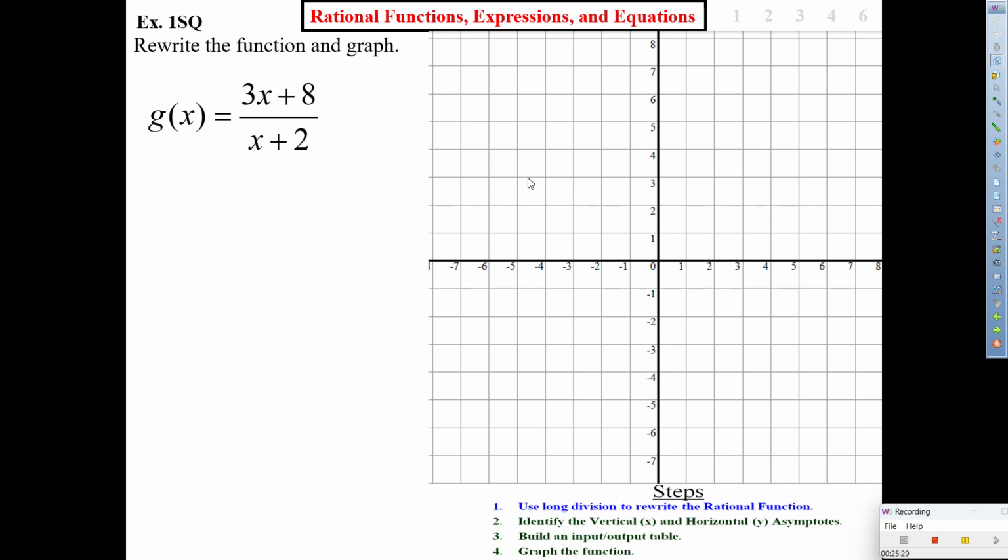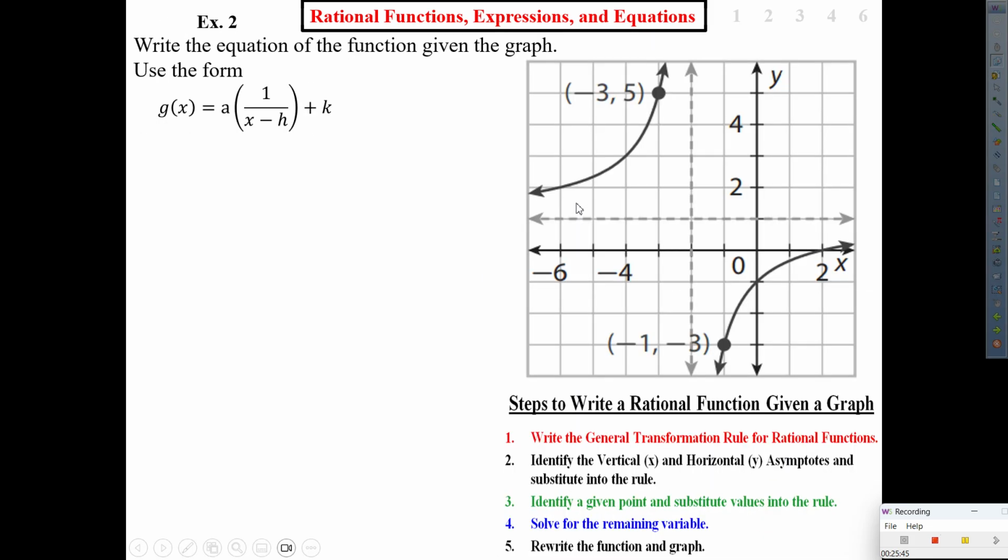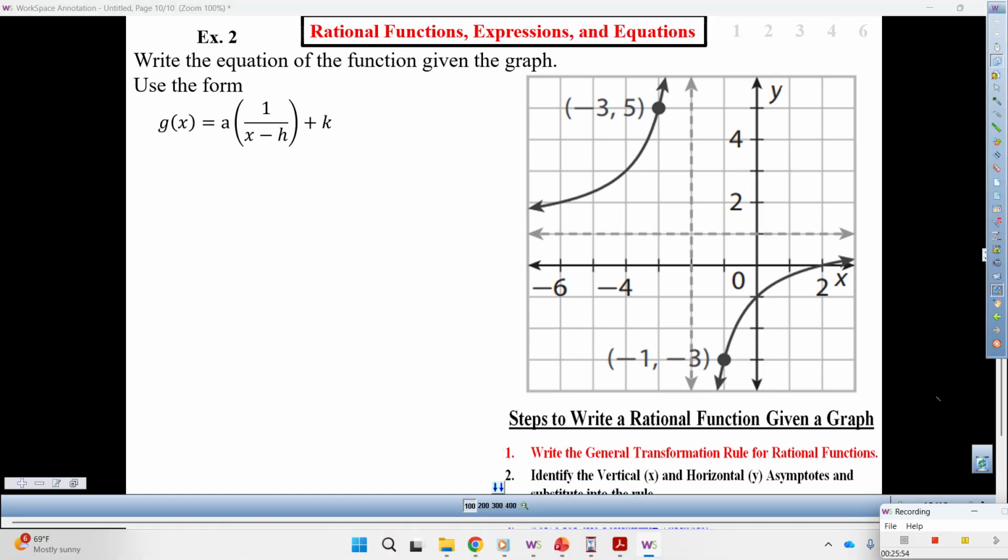So let's go to the last graph that you should have. As a matter of fact, go to the biggest graph that you have. The biggest graph. Copy this, please. Copy the actual graph, please. I'll give you some time. Copy that. Go. All right, does everybody have the graph already? All right, here we go. First things first, on the left side, I want you to write example 2, and I want you to write this form really quick. G of x equals a parentheses 1 over x minus h, close parentheses, plus k.